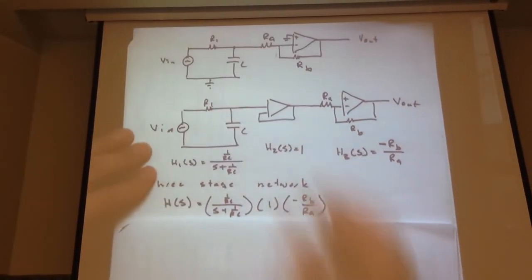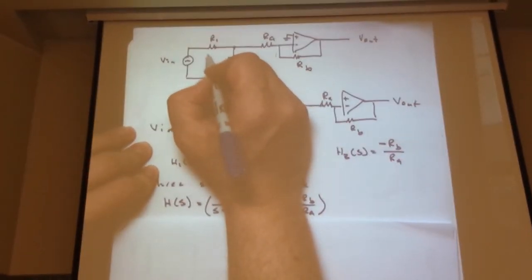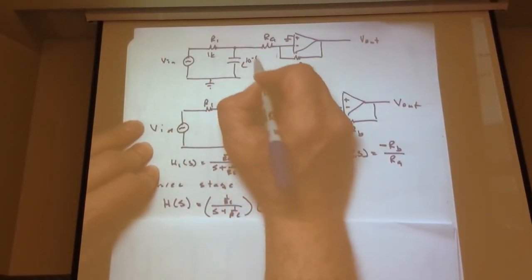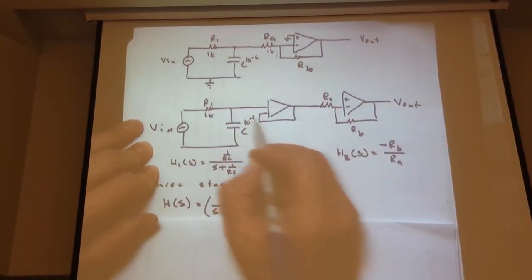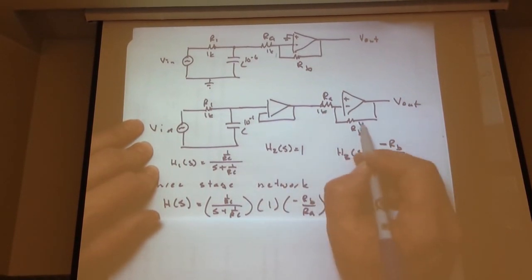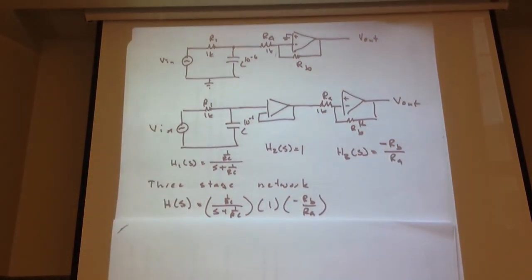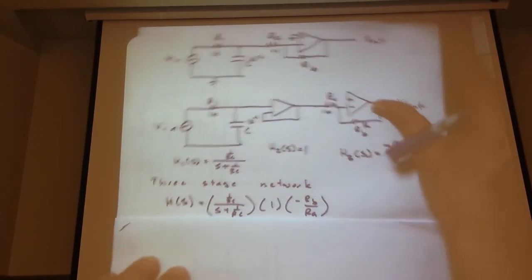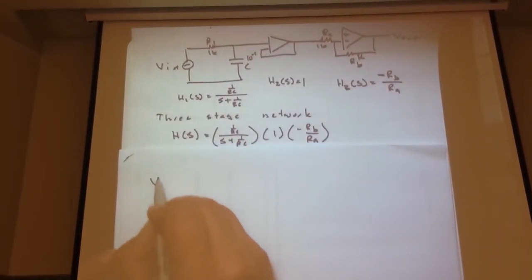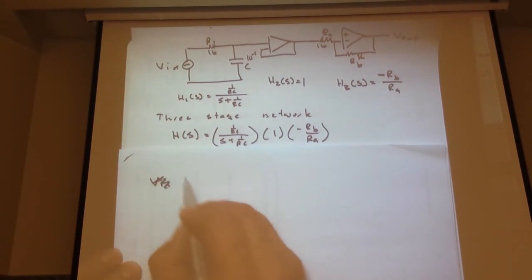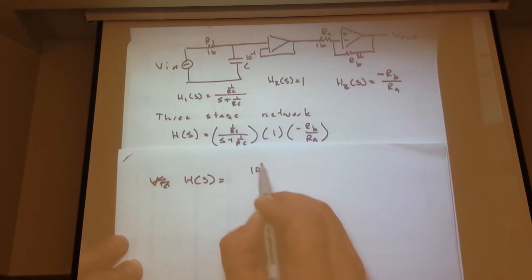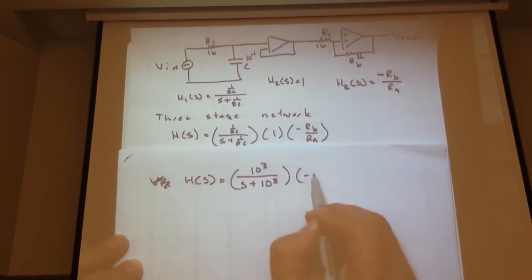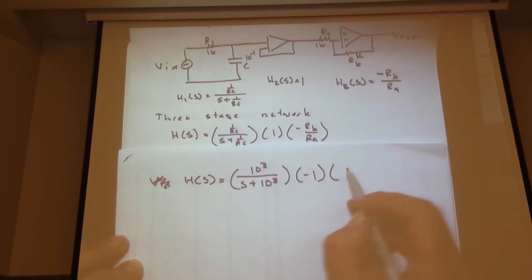And we can throw again some components back in there. Maybe make this again 1K, 10 to the minus 6, 1K, 10 to the minus 6, 1K, 1K. And so what do we wind up with? Well, we can plug in those values. H of S then equals 10 to the 3 over S plus 10 to the 3 times minus 1 times minus 1.